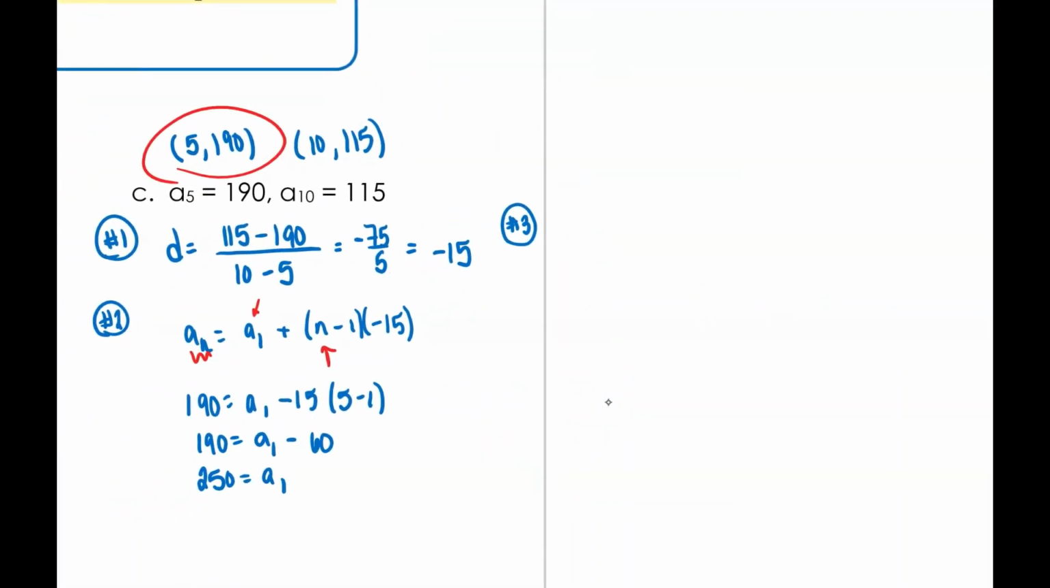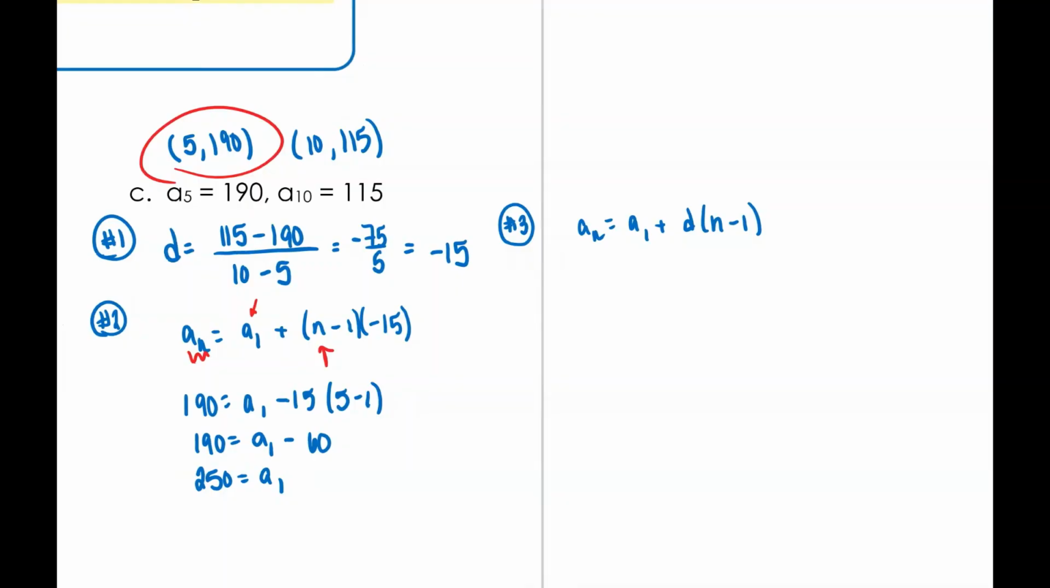Okay, now for my last step, I'm just going to put all the pieces together. So I have a sub n is equal to a sub 1 plus d times n minus 1. For my last step here, I just need to put in all of the pieces and then simplify. So I have a sub 1 was 250, my d was negative 15, and notice then that my explicit formula is going to be 265 minus 15n, and that is the final answer here.